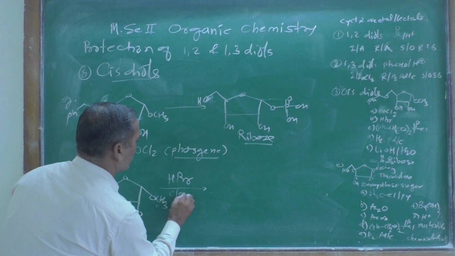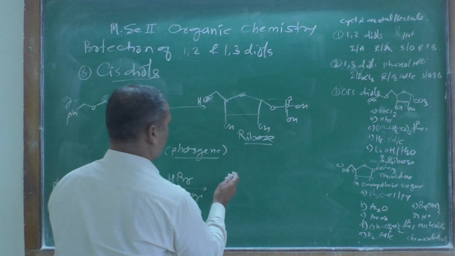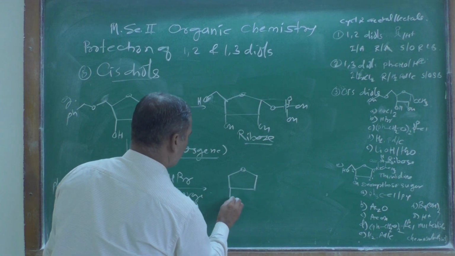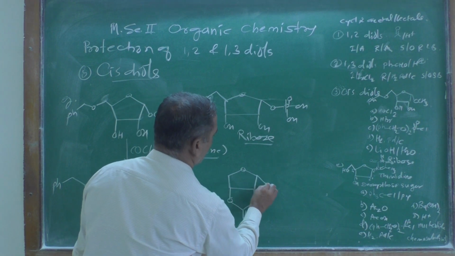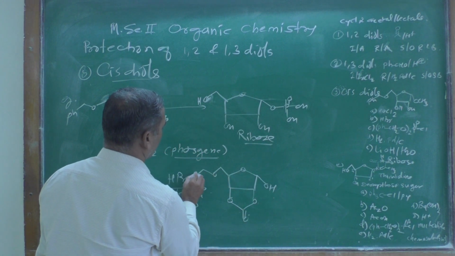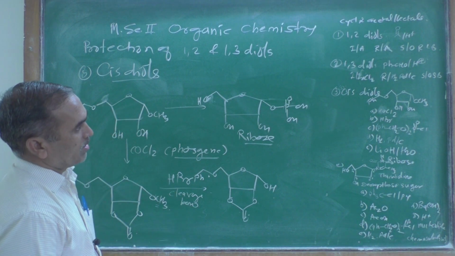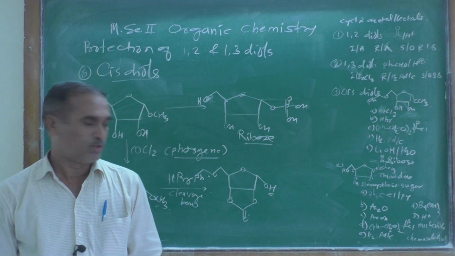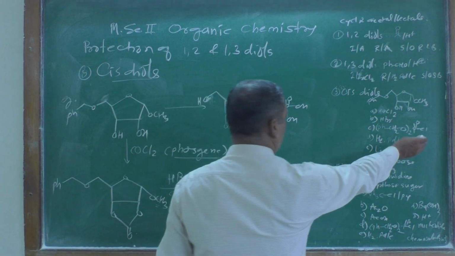Here, cleavage of the bond takes place, and we are going to get this compound. Let us see here, this compound, then O, this remains as it is. Here only OH we are going to get, then O, then Ph. And now further we are going to treat. Now the OH is free, so it can be treated with this type of compound.